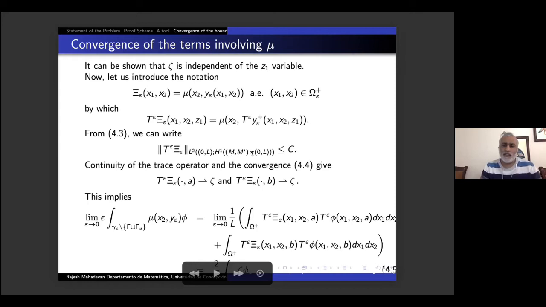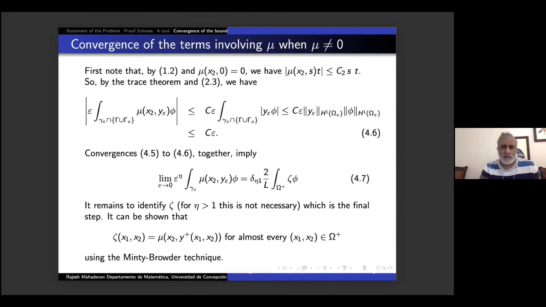in this space, and since you have an h1 dependence in the x2 and also in the z1 variable, you can have a continuous trace, and so the traces converge for this convergence and converge to the same function, because this function doesn't really depend on theta 1. So you obtain the limit for this surface term.